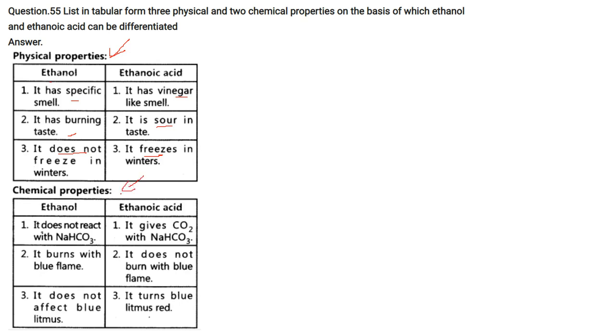With reference to the chemical properties, ethanol does not react with NaHCO3. Ethanoic acid gives carbon dioxide with NaHCO3. Ethanol burns with a blue flame. Ethanoic acid does not burn with a blue flame. Ethanol does not affect blue litmus, while ethanoic acid turns blue litmus to red.